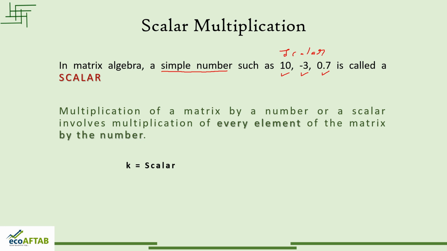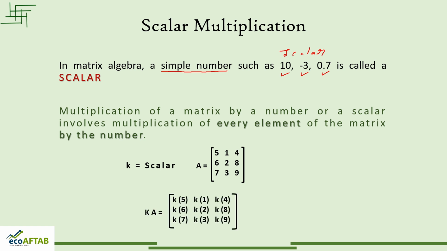So if K is a scalar and A is a matrix, then multiplying the scalar by the matrix will give us this particular matrix. So K into A is equal to multiplying each and every element of the A matrix with the scalar value.